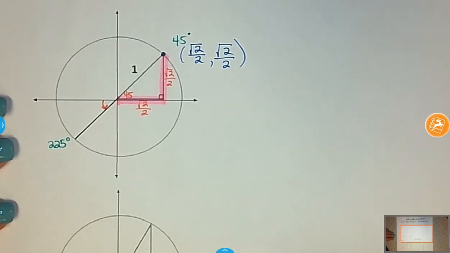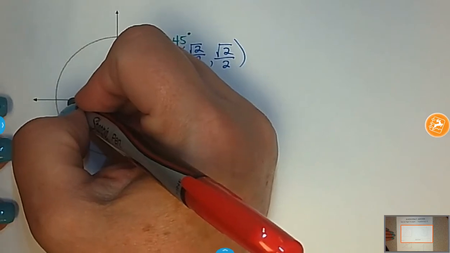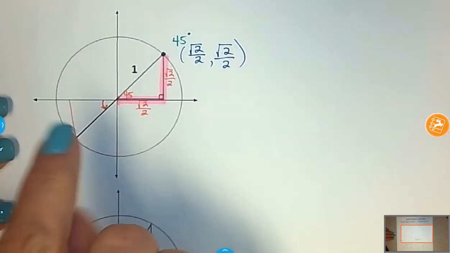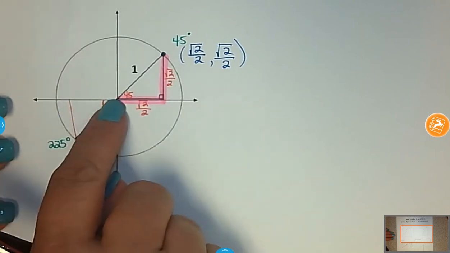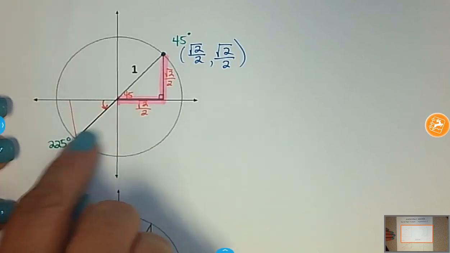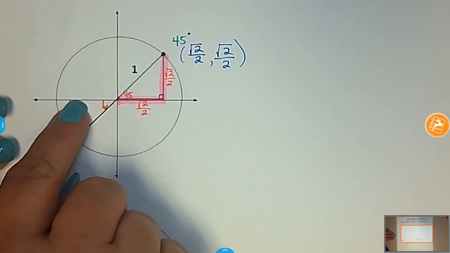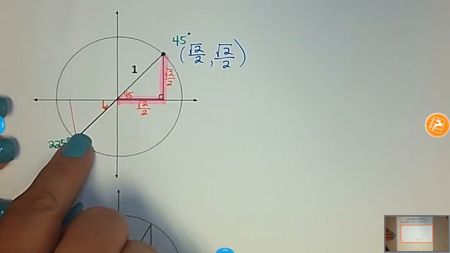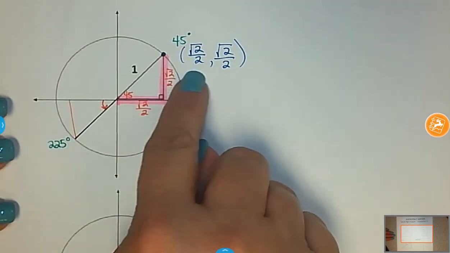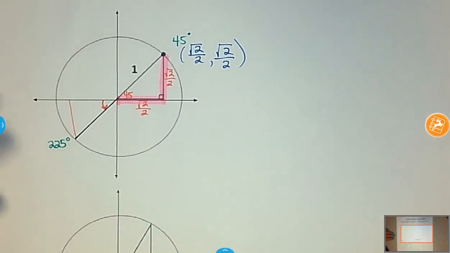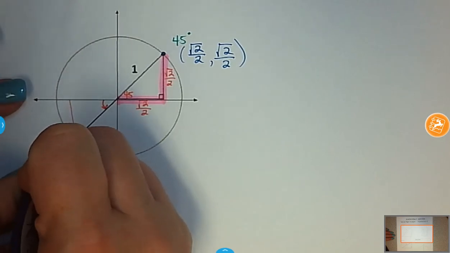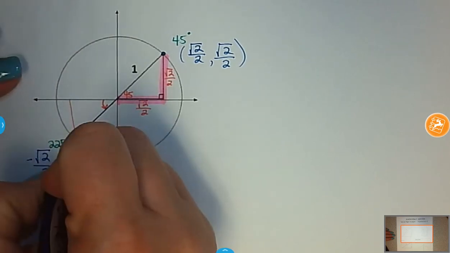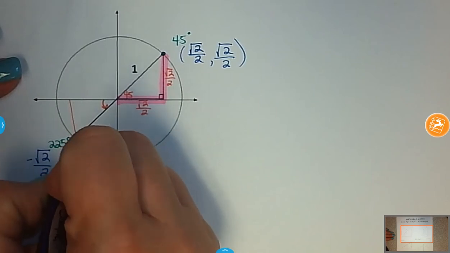So now, if we wanted to, we could draw in this same triangle. This triangle is the exact same one that we have over here. So to find my ordered pair, it's going to be left square root of 2 over 2 and down square root of 2 over 2. It's this same information, I just have to change the signs to say left and down. So that is negative square root of 2 over 2, negative square root of 2 over 2.